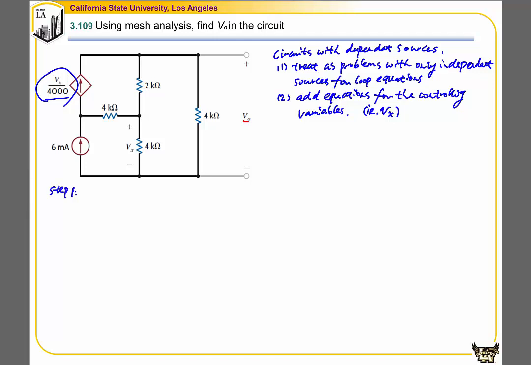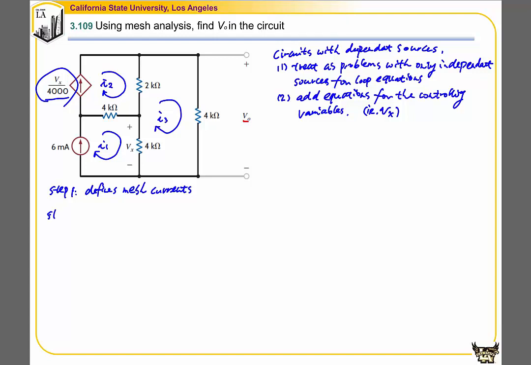Step 1, define the mesh currents. I'll define this as mesh current I1. Normally I like to start with the ones that are given, so at least to make sure that I get some partial credit. The second one, since this is also a current source, I would like to define as my second mesh current. Then this will be my third mesh current.